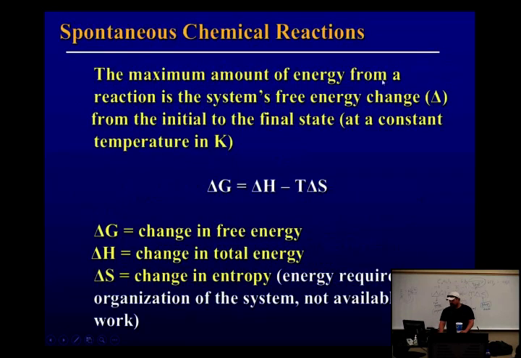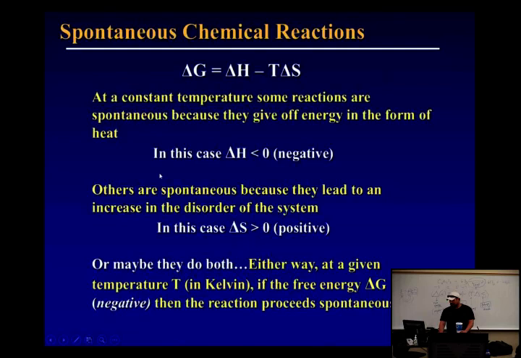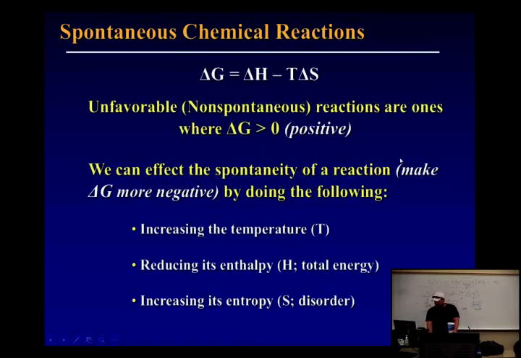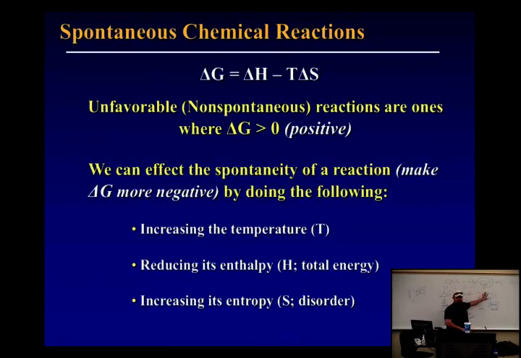I'm just going to skip ahead because I basically went over all these slides. So if delta G is negative, that's a spontaneous reaction. Remember. I'll give an example of something that's done in the laboratory and in your body.